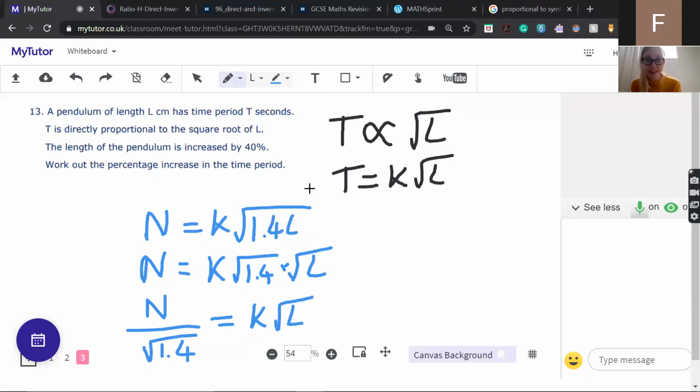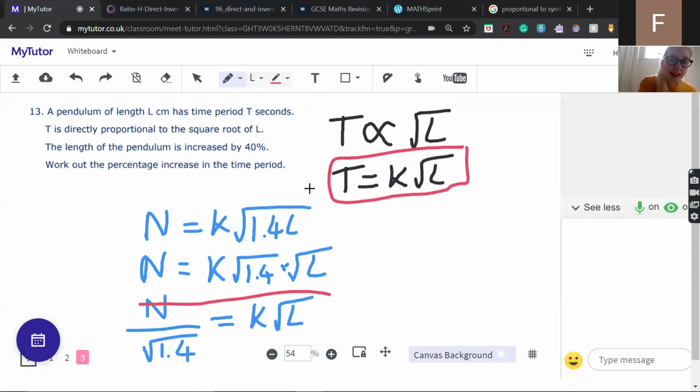This is a really difficult question, actually. So now we're saying that n over root 1.4 equals k root L. And hopefully what you can see here is that if we take this and this, so remember this was our original thing. So this is when the length is just L, we're saying that the period is T. When the length is increased by 40%, when the length is 1.4 L, the time period is N. That's all these things mean.